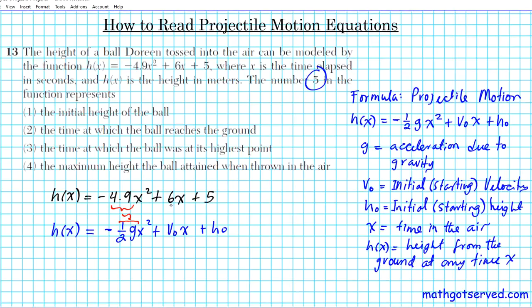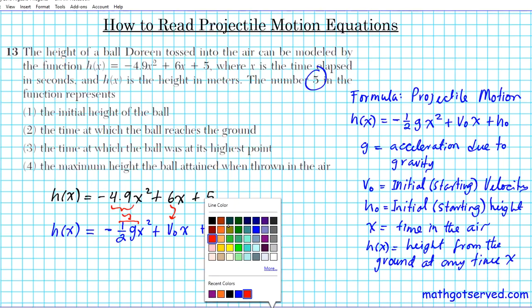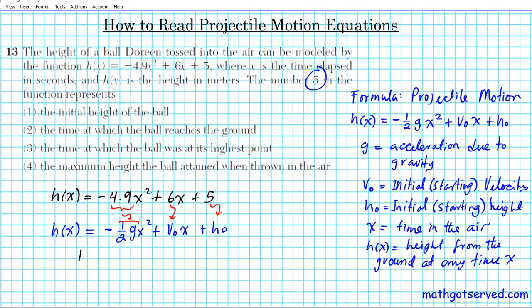We can see that 6 is your initial velocity. The coefficient of x is your initial or starting velocity. The coefficient of x squared is half of the acceleration due to gravity, and the constant is h sub 0. Alright, so we can clearly see that h sub 0 equals 5. And what is h sub 0? We specified it here. It's the initial height.